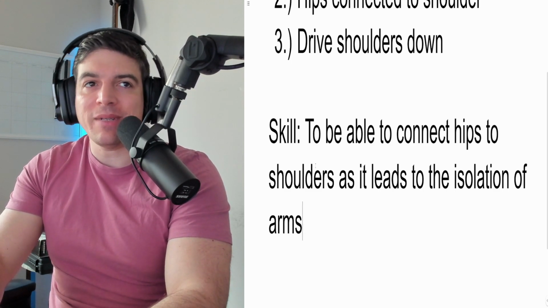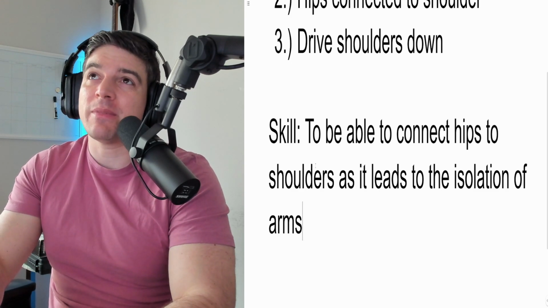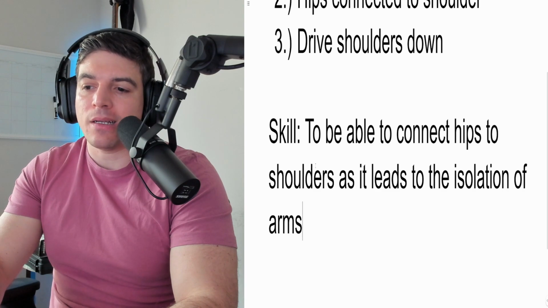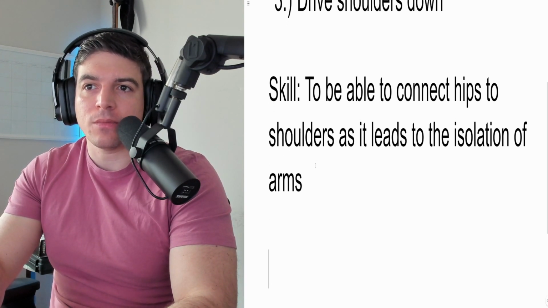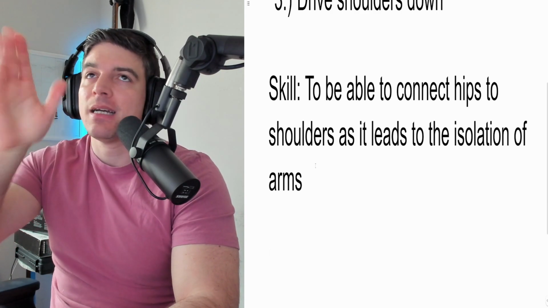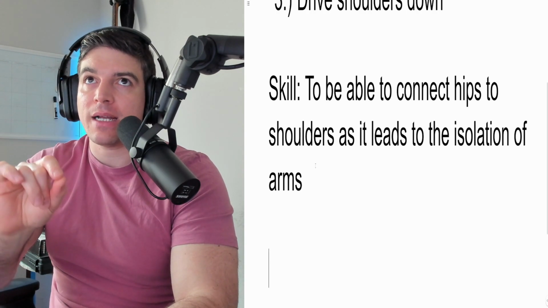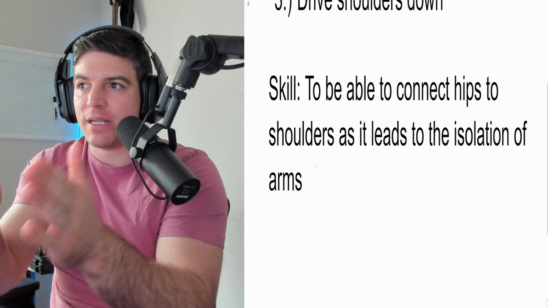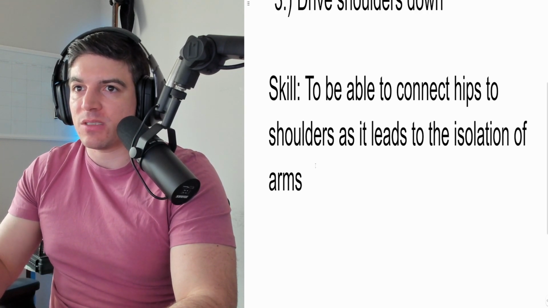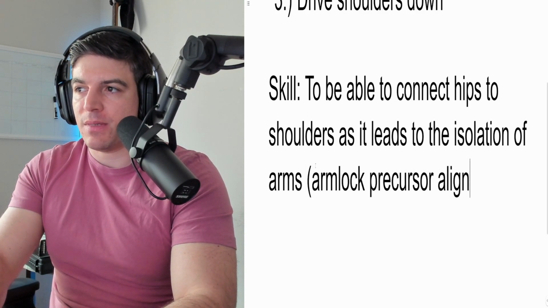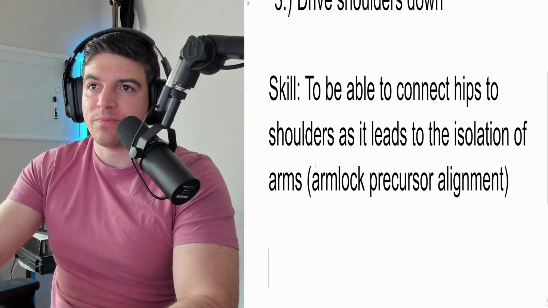I think that's fine. I don't want to be too specific. I think, or do I want to be specific? See, this is where it gets confusing. I think so, right? To be able to connect hips to shoulders, that leads to the isolation of arms. Yeah, I mean, that's an arm bar. That's what an arm bar is. Right. Okay. But then am I thinking about arm bar? No, I'm thinking I want us to get to this position because that can lead to isolation of arms. That could lead to triangle. That can lead to head and arm chokes. That could lead to other things. So let's get to this alignment we're working on as it leads to the isolation of arms. Arm lock precursor alignment. Okay. Fine. That works for me. Okay, so that's the skill.